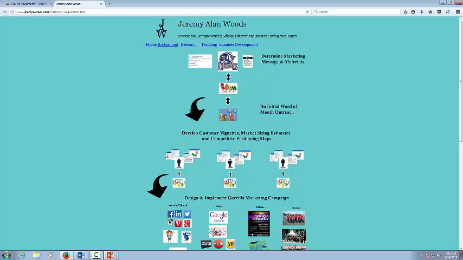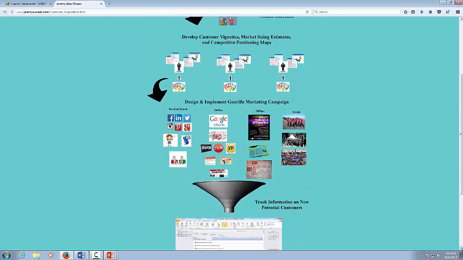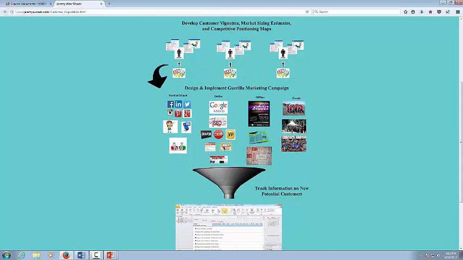So once we've developed all that, then we will design and implement what's called a guerrilla marketing campaign, and we'll talk about the elements of that guerrilla marketing campaign on Thursday. It basically involves, like I said, 4 different media platforms, and then all of that funnels into a tracking system of some kind for your target customers. So up to those reports that we're writing on sample customers is what we're talking about today.